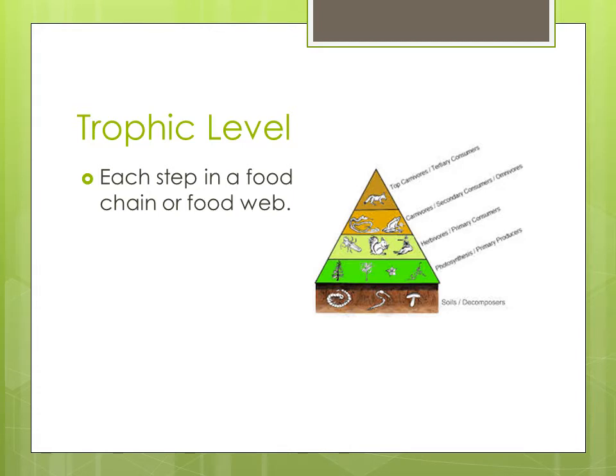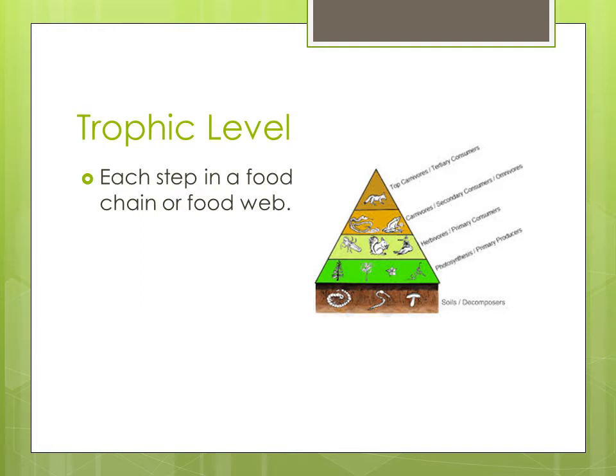So here is our trophic level pyramid. And this is a really important thing. A trophic level is each step in a food chain or food web. What we have here at the base, in the green, are our primary producers, and these are the ones that photosynthesize. Though we also said there are some that chemosynthesize, we're going to focus on the big group that photosynthesize. And so we have our primary producers.